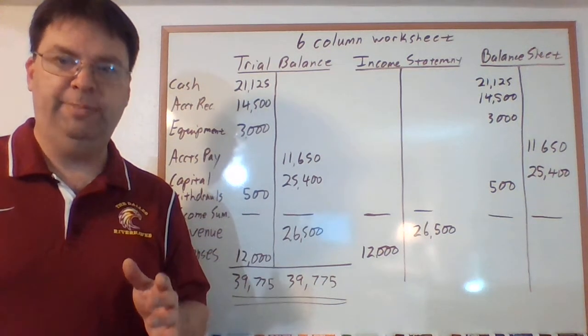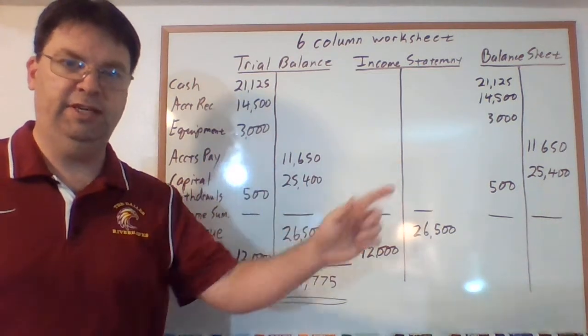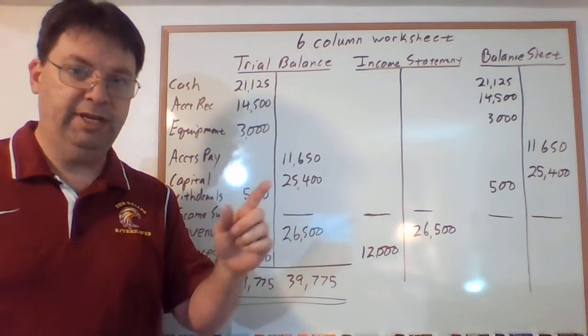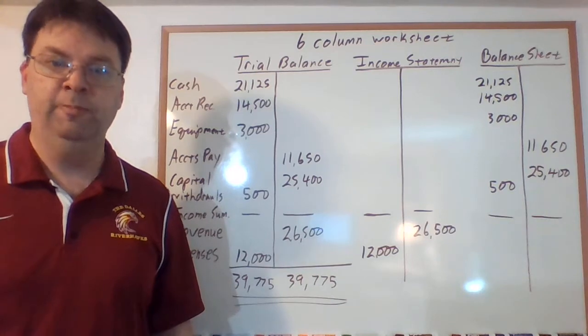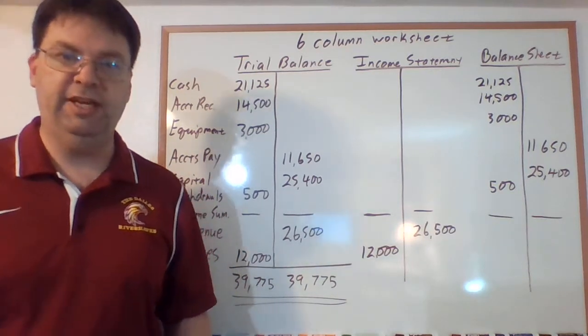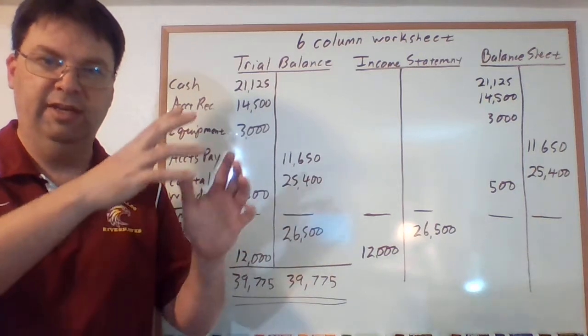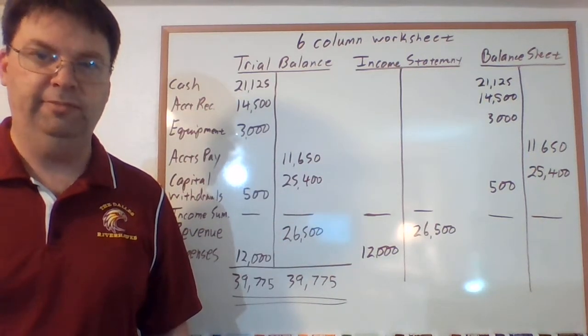Here we come to Chapter 8. In Chapter 8, we're going to be working with something called the 6-column worksheet. Obviously, it's called that because there are 6 columns to work with here. So what you really need to do is take a look at this 6-column worksheet and figure out what is actually being placed on it and what is actually being called for.